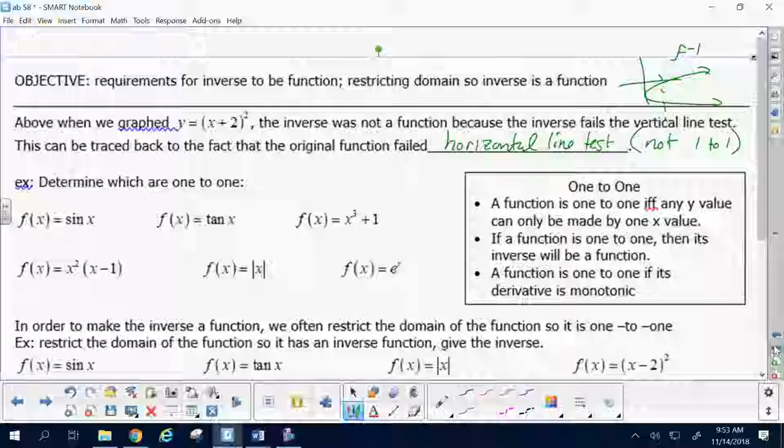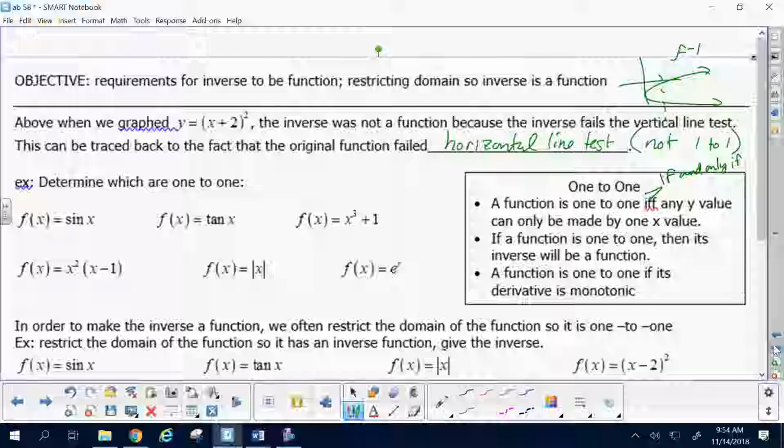A function is one-to-one iff. That's not a typo, by the way. IFF is the math and logic phrase for if and only if. And that's actually a really powerful logic statement. It's a reversible conditional. I'll let you study that if you become a lawyer, a pre-law student. All right, a function is one-to-one if and only if any y value can only be made by one x value. If a function is one-to-one, its inverse will be a function.